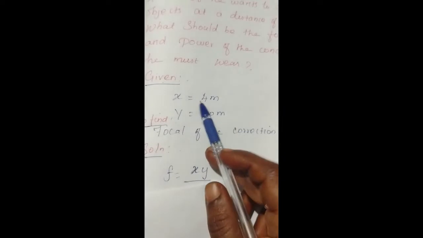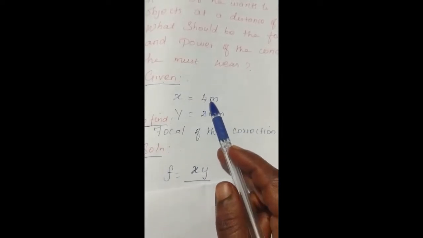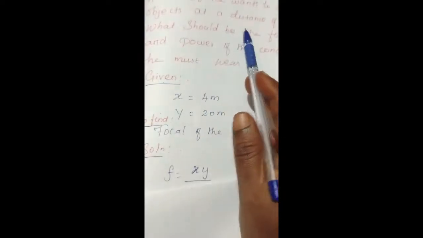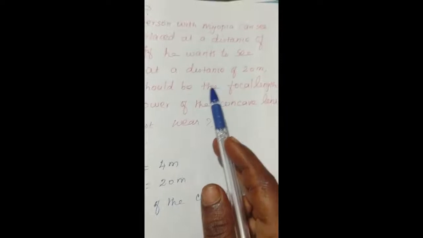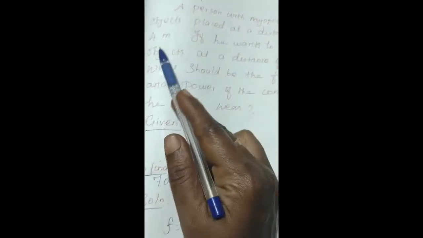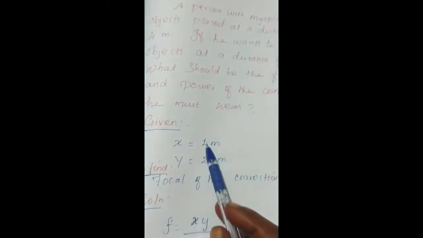First you can write the given data. x means how much distance that person can see. The myopic person can see the object at a distance of 4 meters. So x value is equal to 4 meter.